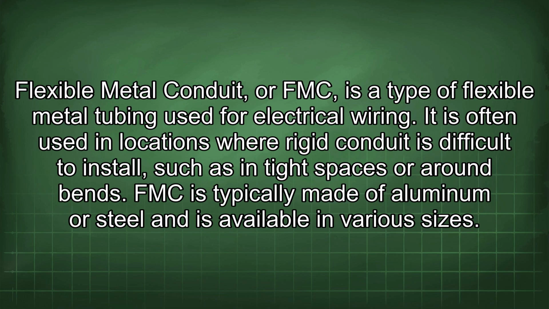Flexible metal conduit, or FMC, is a type of flexible metal tubing used for electrical wiring. It is often used in locations where rigid conduit is difficult to install, such as in tight spaces or around bends. FMC is typically made of aluminum or steel and is available in various sizes.